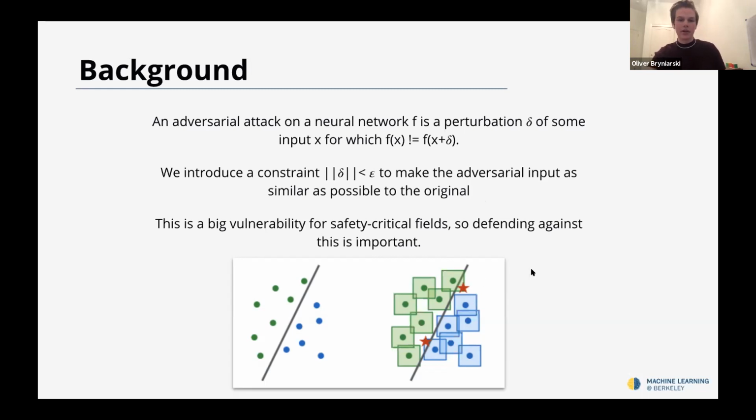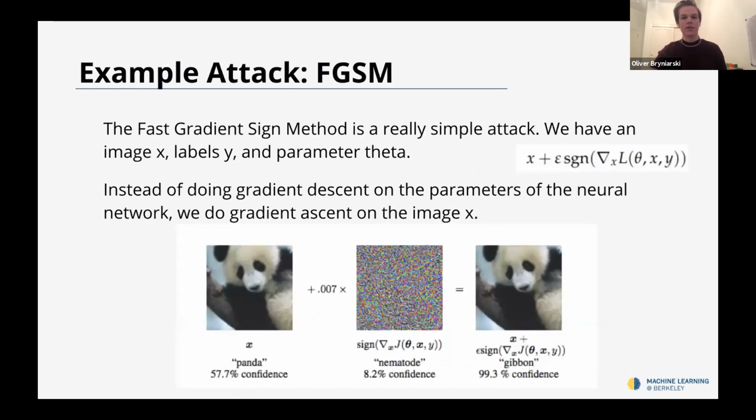And this is a really big vulnerability in safety critical fields. For example, self-driving cars, because you can have things like hiding a stop sign from the computer vision model of the car. And that's really, really dangerous in such a safety critical field. So defending against these kinds of attacks is really important. So here is a sample attack, just a really simple example that's used for a lot of prototyping. It's called the fast gradient sign method.